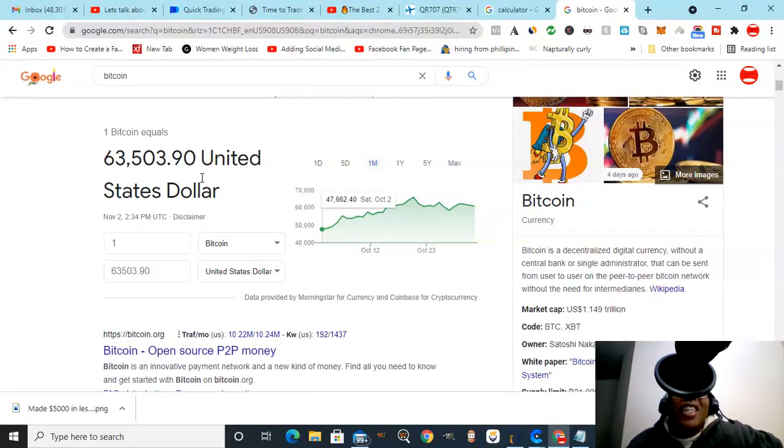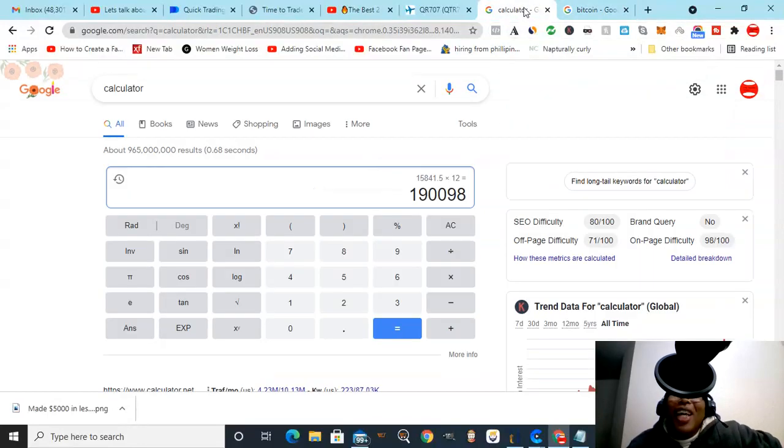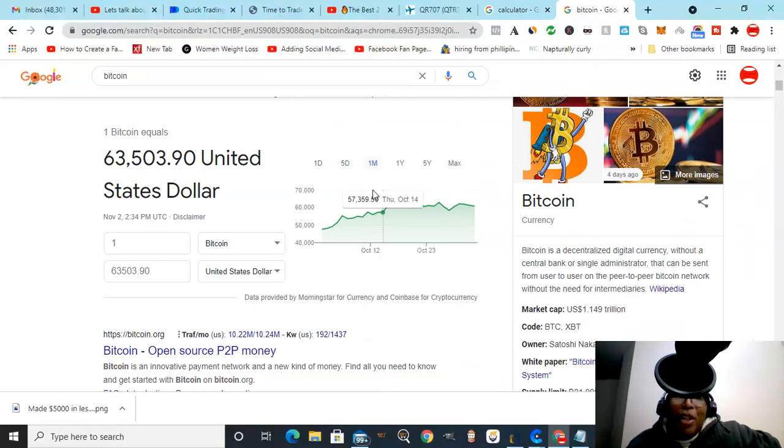Now, some of you might say, well, that's a lot of money. I can't afford to buy a Bitcoin. It does not matter. You can buy a fraction of it. Okay? You can buy a fraction of it. Let's see how much that gain was. So, Bitcoin was 47,662. Okay. And right now, we saw it gained by 15,000.